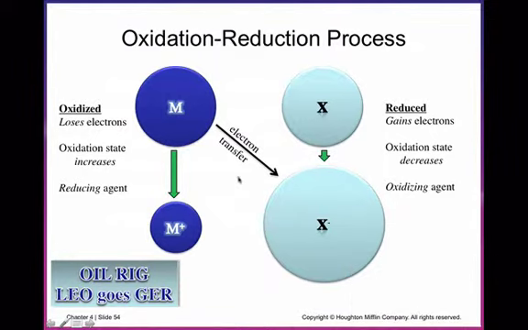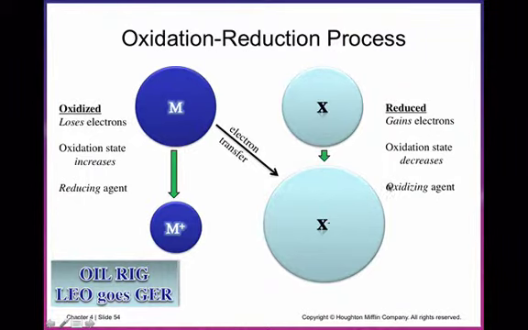Here's a visual to kind of help you with this. I have my metal and I have my non-metal, or my X. The metals we know tend to lose their electrons, so the electron is transferred from the metal to the non-metal. This is the oxidation-reduction process. And then our non-metal likes to pick up those electrons. So that is being reduced because it's gaining more electrons than it had. If it gains electrons, its oxidation state is going to go down, and it's going to be the oxidizing agent.